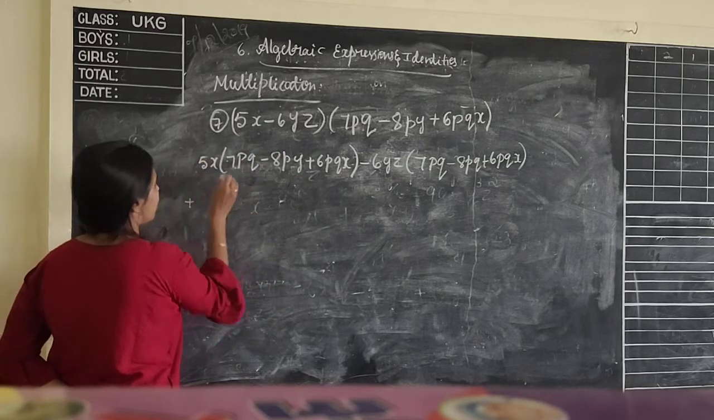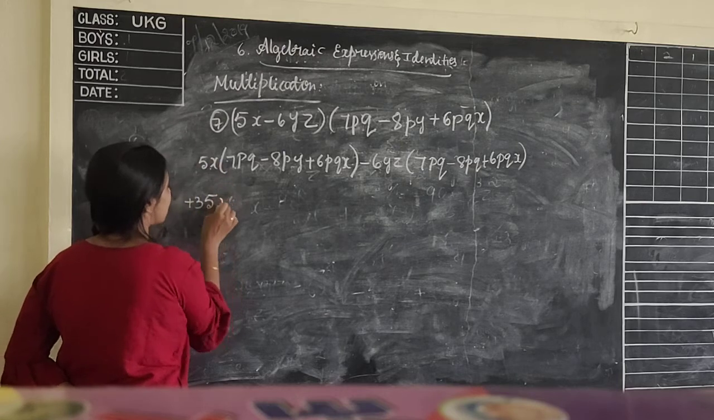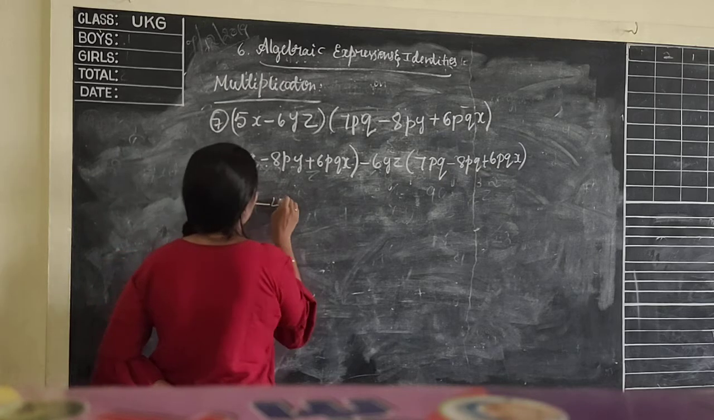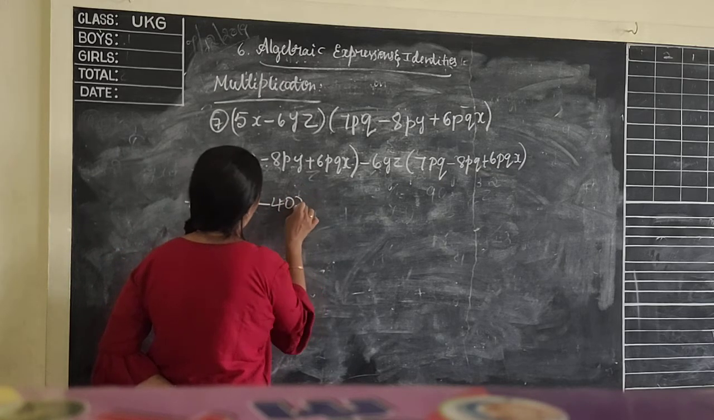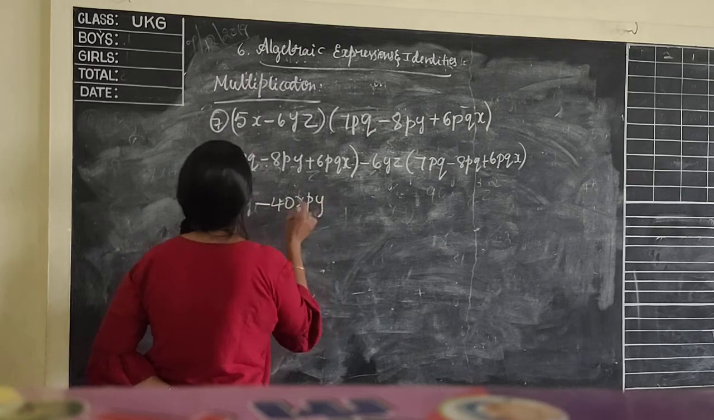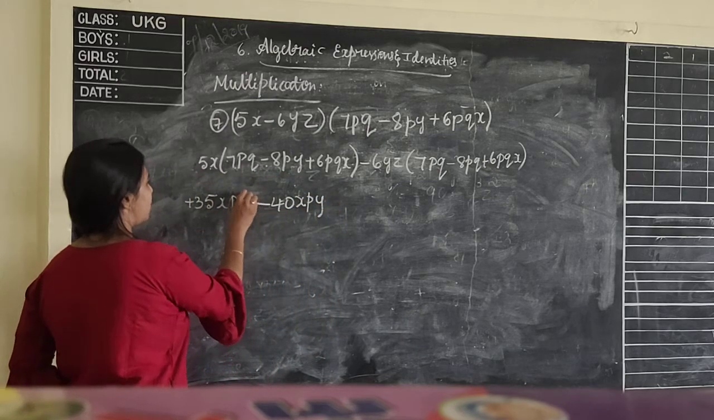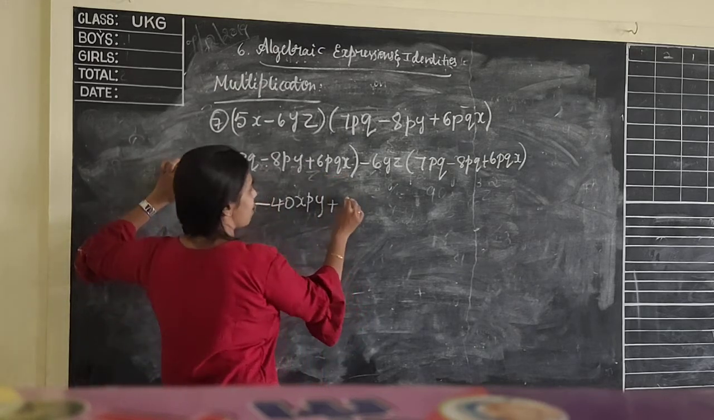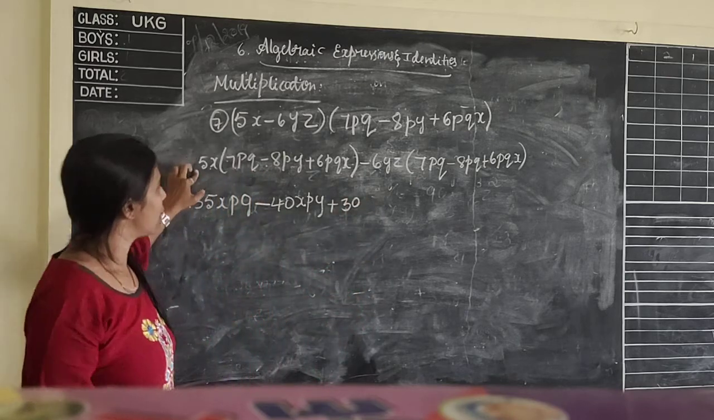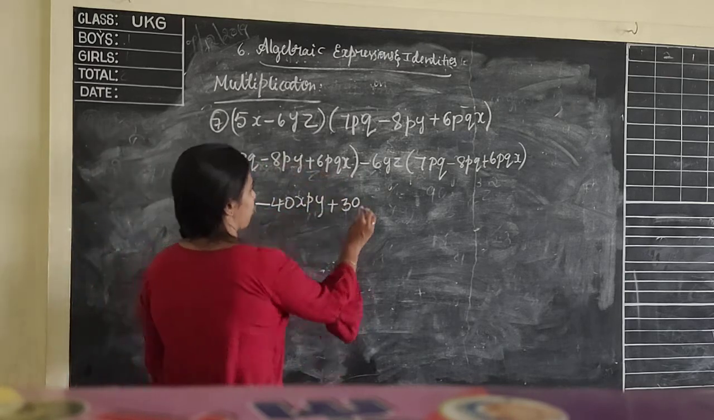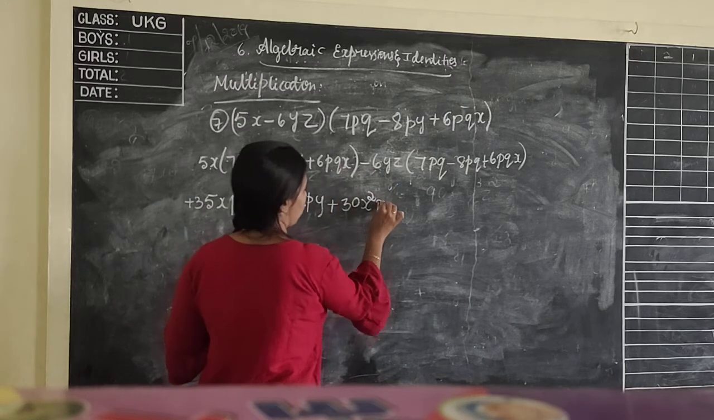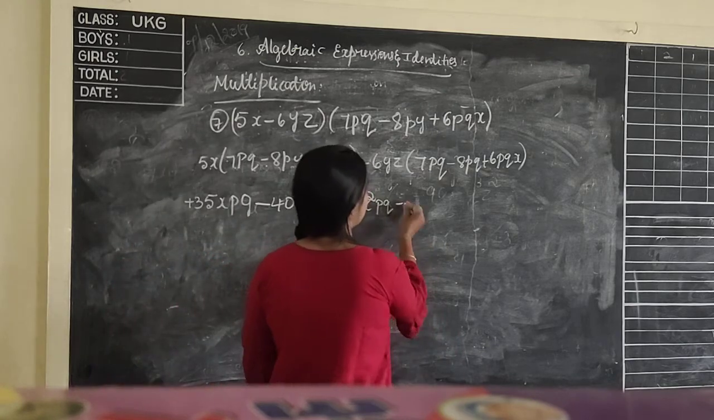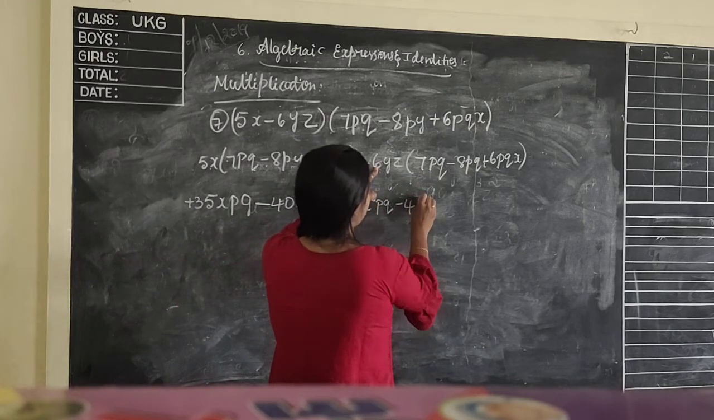Plus 35 xpq, plus minus minus 8 5s are 40 xpq. Sorry, this is not y, this is the q. Plus 5 6s are 30 x square remaining, pq. Correct? This minus 6 7s are 42.